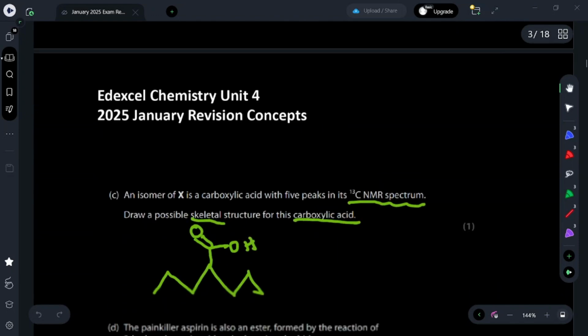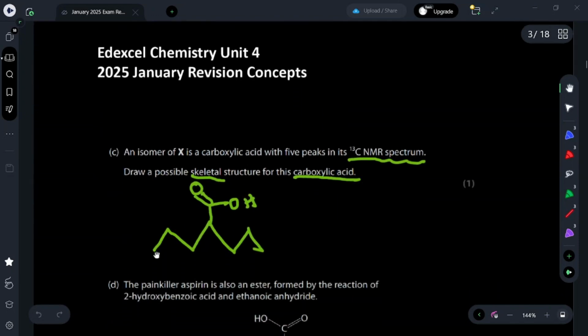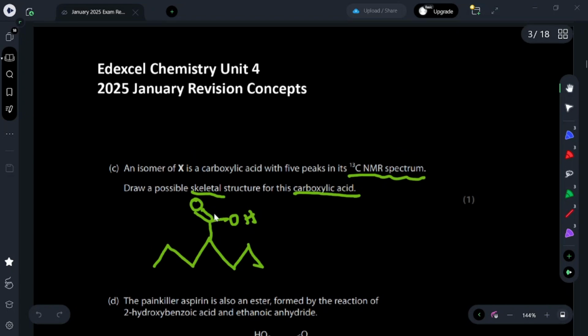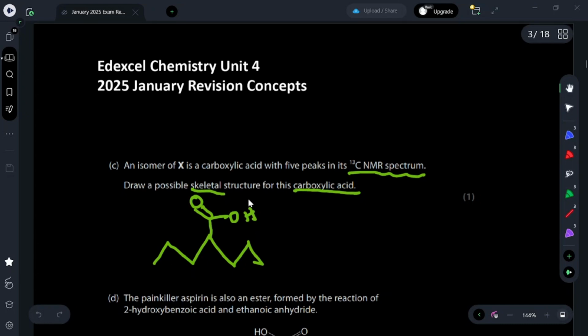And so, look at the drawing we have made here. We should have 1, 2, 3, 4, 5, 6, 7, 8 carbon atoms. There is a hydrogen, an OH, and an O for the carboxylic acid part. Let's confirm whether this structure is going to have 5 peaks for carbon-13. So, for this carbon atom and this, those are 2 different carbon atoms.